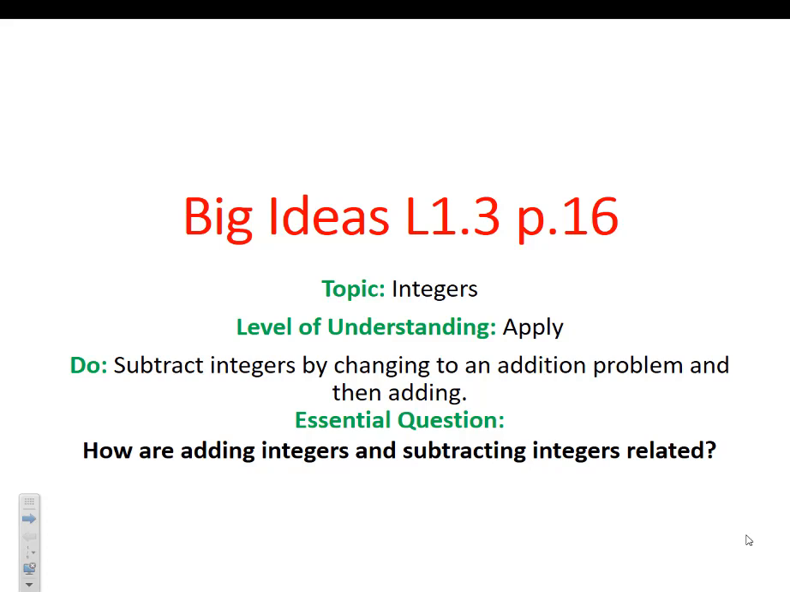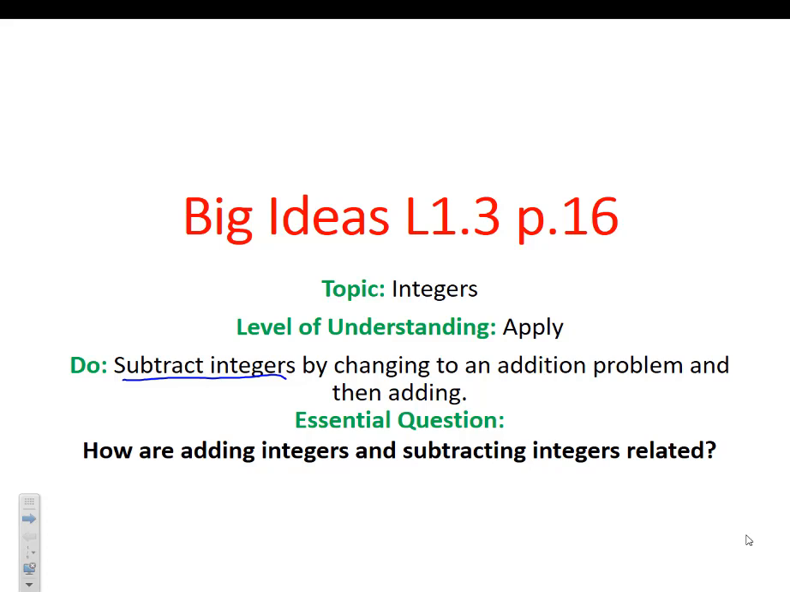We're continuing on our unit of integers, and today we're going to apply what we learned to subtract integers. We are going to subtract integers by changing to an addition problem and then adding. So if yesterday you were comfortable and felt confident with adding these integers, then subtracting is going to be pretty straightforward once you learn, hey, when I look at that operation, it says subtraction. Before I do anything else, I'm going to change it to addition, and then I'm going to do the addition.